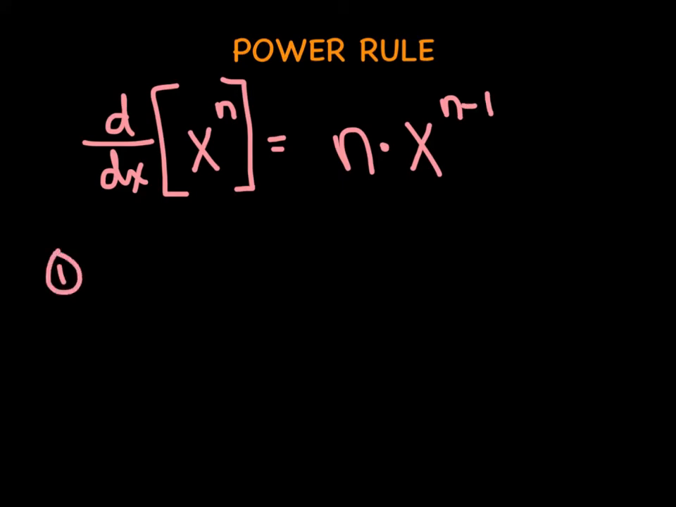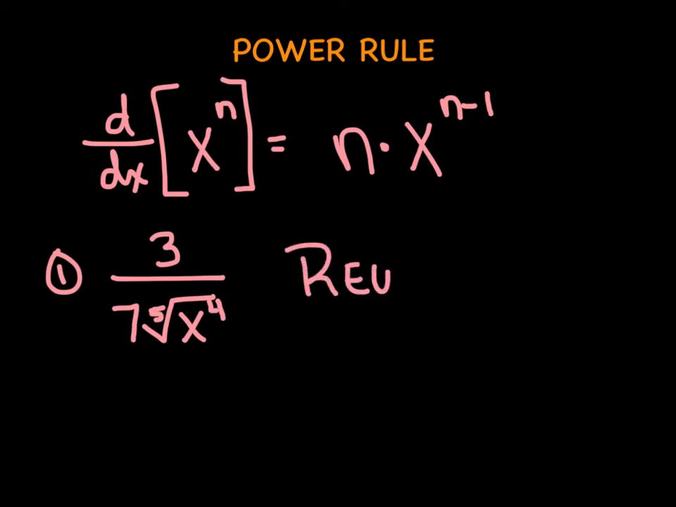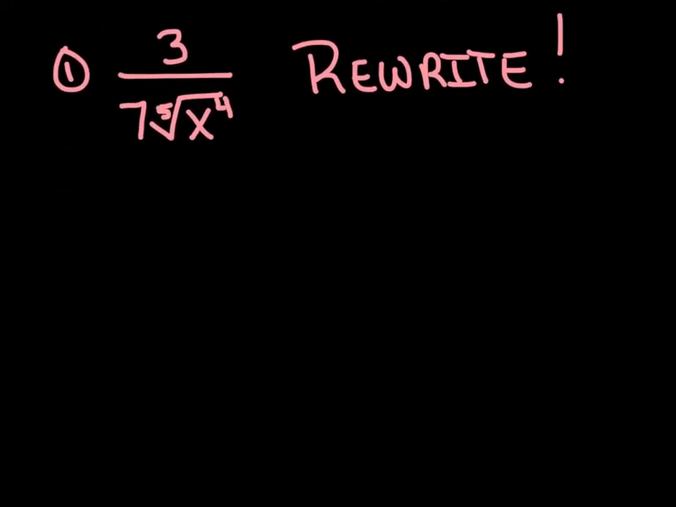Now our first example tonight is one of those where you just want to be really patient and rewrite it. That's supposed to be the fifth root of x to the fourth. And I can't stress this enough: just take your time and rewrite the original problem before you try to take the derivative. Rewrite, rewrite, rewrite. So as I get ready to rewrite this, I'm going to have a coefficient of 3/7, and my x is going to be raised to the negative 4/5 power.